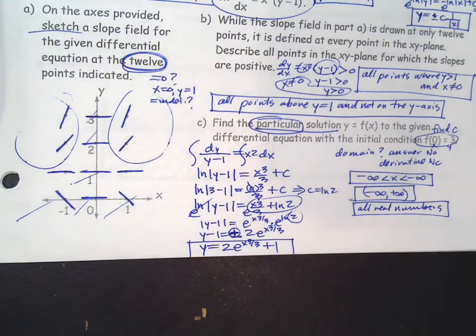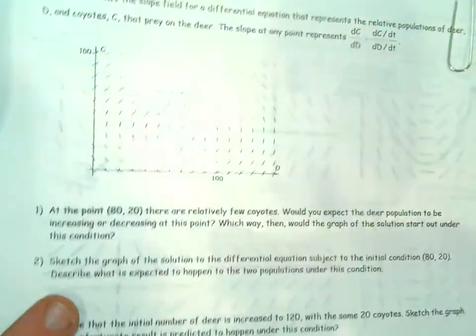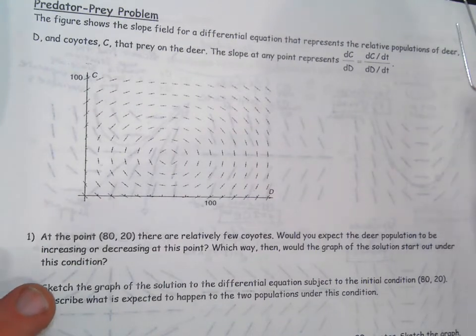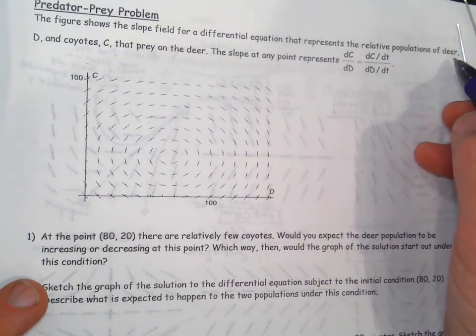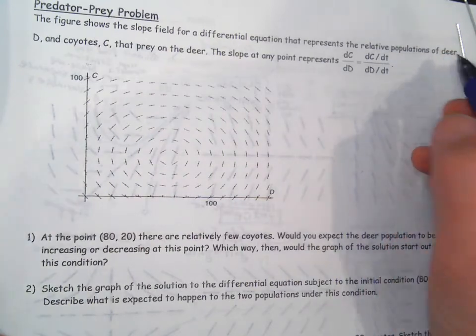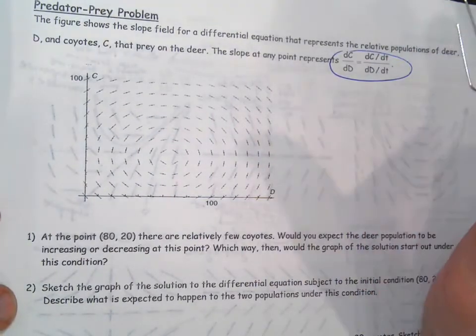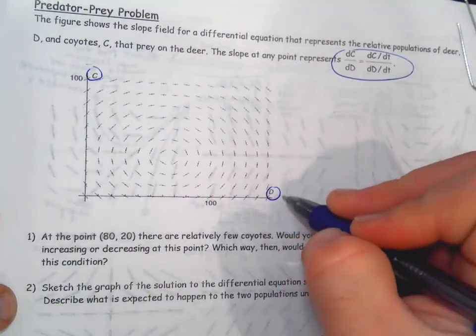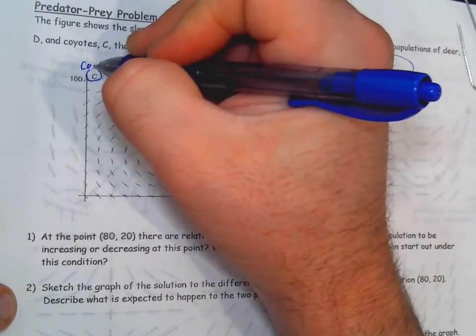Okay. Now for an interesting problem on the back. Predator prey. So the figure shows a slope field for a differential equation that represents the relative populations of deer D and coyote C that prey on the deer. The slope at any point represents this. So this is a differential equation for coyotes to deer. Coyotes are on the vertical axis, deer on the horizontal axis.